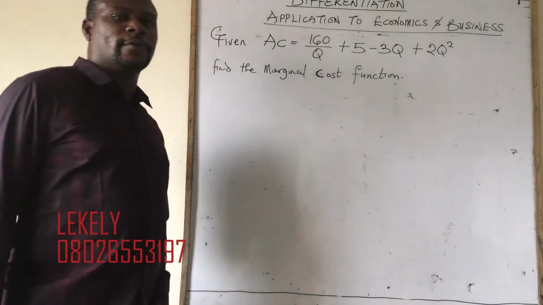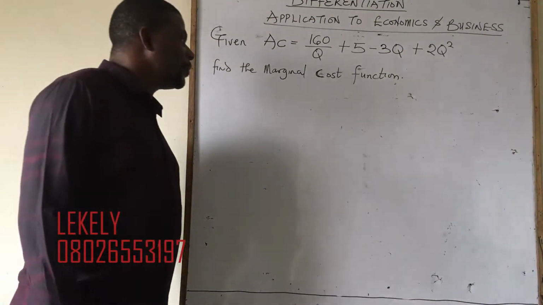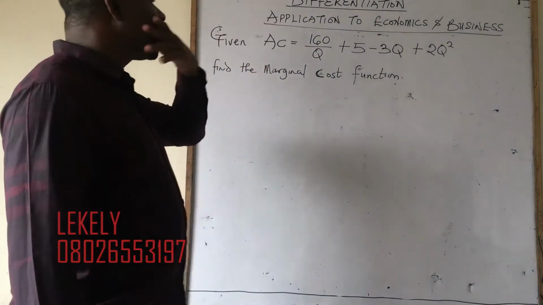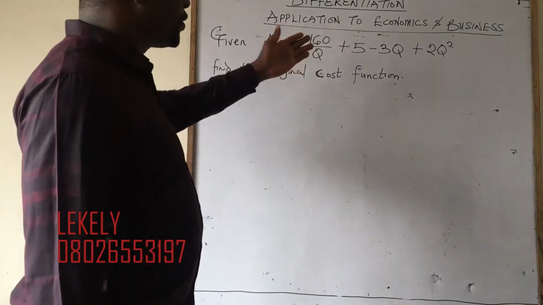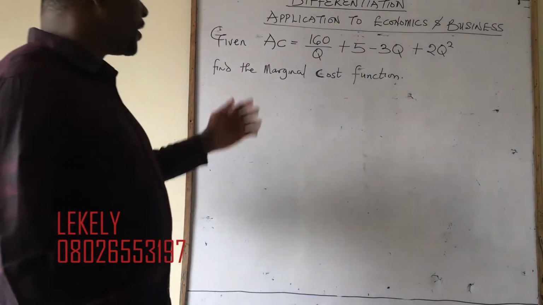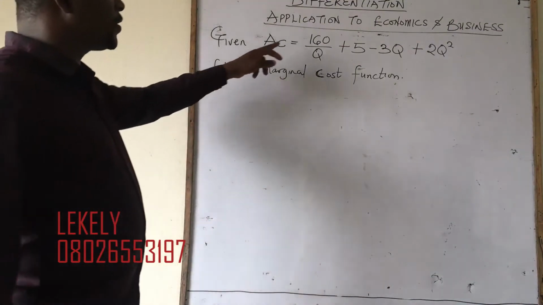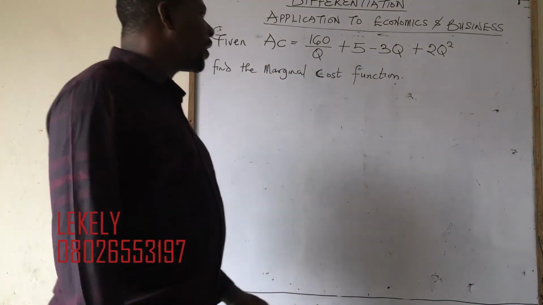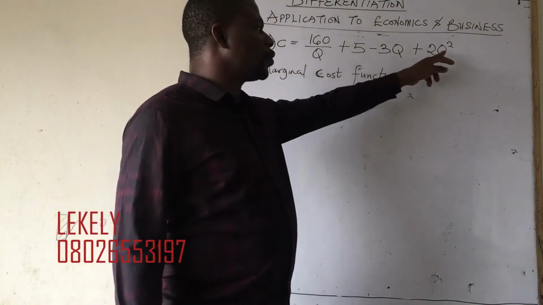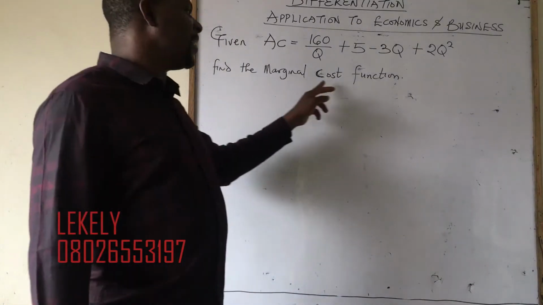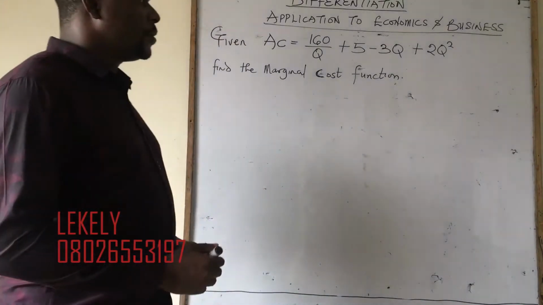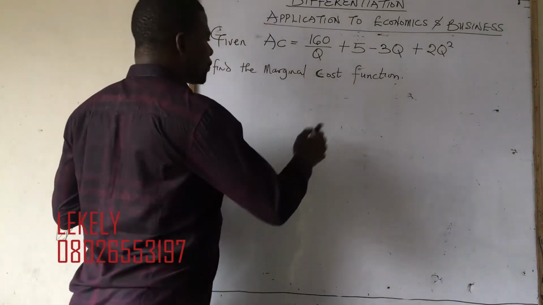Okay, good day everyone. Today we are looking at application to economics and business, and the question we are looking at is: given the average cost is 160 over q plus 5q minus 3q plus 2q squared, find the marginal cost function. Now, solution.